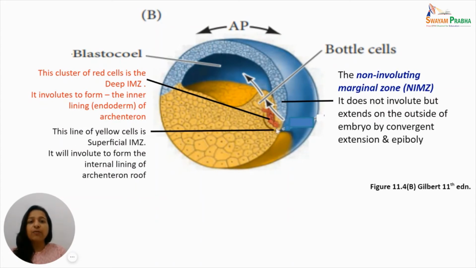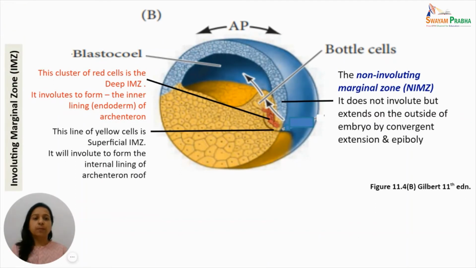The second type of involuting marginal zone cells are these yellow cells, which are present as a single line here. These cells are known as the superficial involuting marginal zone cells. Now these superficial IMZ cells will undergo involution to form the internal lining of the archenteron roof. And both these, the red cells or the deep IMZ cells and the superficial IMZ cells, together form the involuting marginal zone.